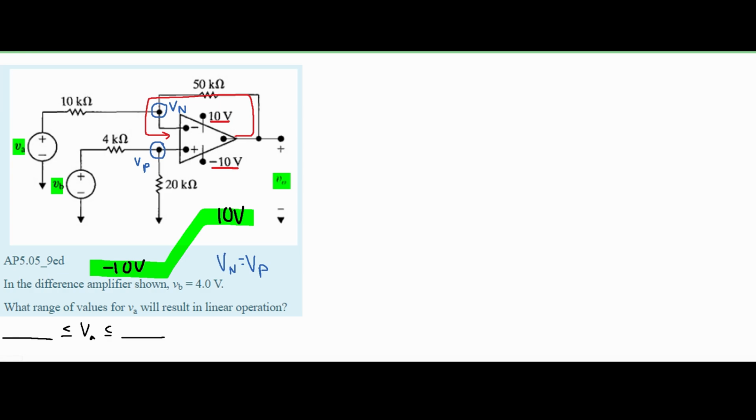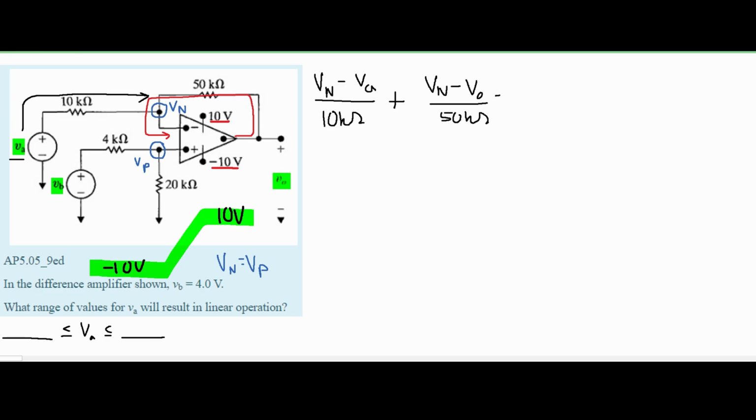So in writing this, first we're going to look at our Vn. We have Vn minus VA, and this is all happening over the 10 kilo ohm resistor. We can see this because VA goes up this way into the Vn, over here, so we're going to have 10 kilo ohms like this. Then we'll have a plus, and if we look to the right, we will have Vn minus V0, and this is all happening over the 50 kilo ohm resistor, because of the negative feedback. Then we're going to set this equal to 0.